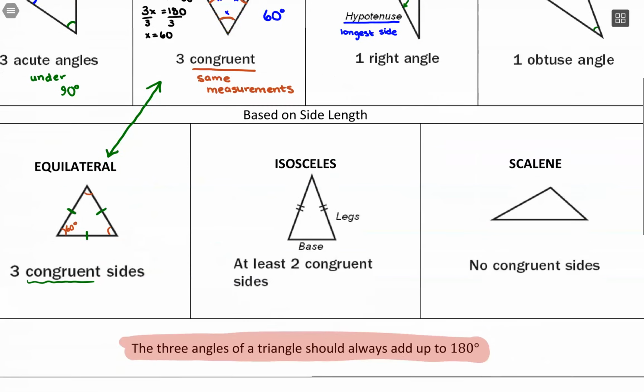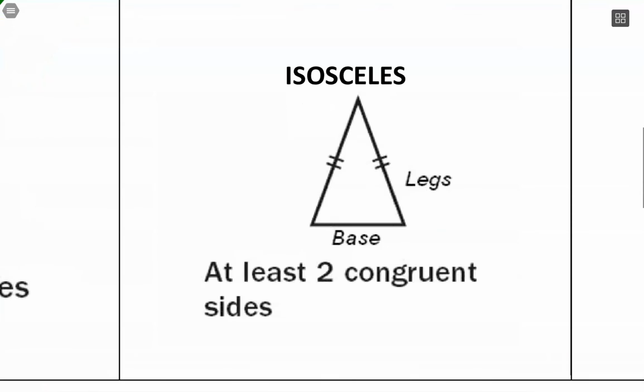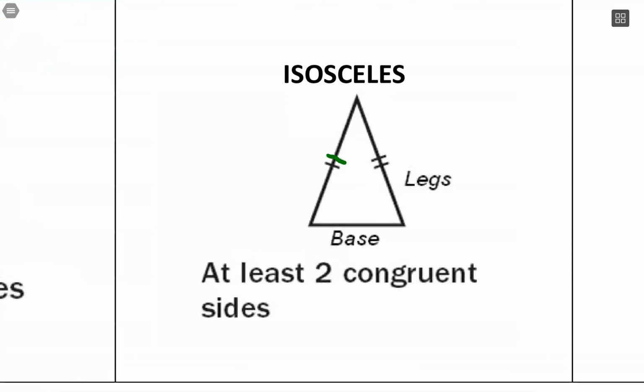Now, based on side length, we already looked at this one: equilateral, where all 3 side lengths are the same. Isosceles, that's what this notation is showing: this side length has 2 tick marks and that side length has 2 tick marks, so they're exactly the same. So you'll have at least 2 congruent sides. Typically isosceles has exactly 2, and those are called the legs. So this would be a leg, and then we have the other leg, and then that last side that's a different measurement would be called the base.